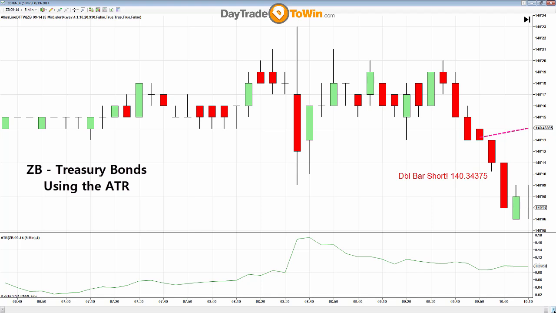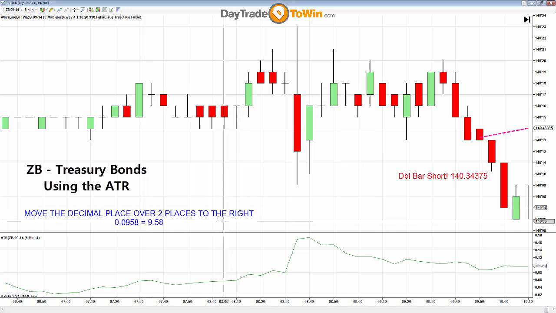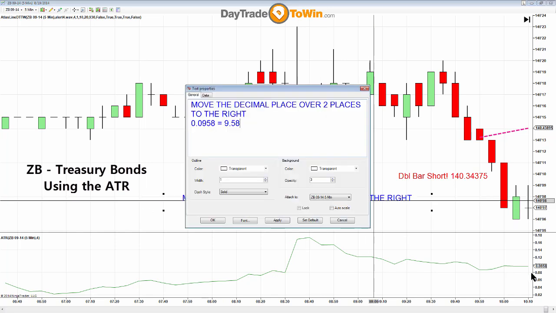This market's a little bit different. We're going to move the decimal place over 2 places to the right. So what you see here as 0.0958 would be the equivalent of 9.58. So that is what the bonds are showing me as far as the ATR.